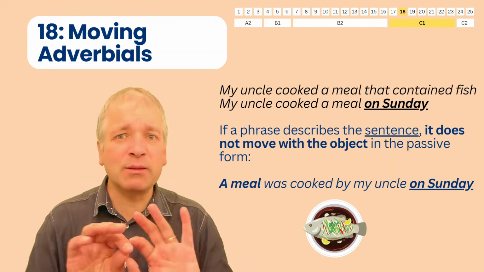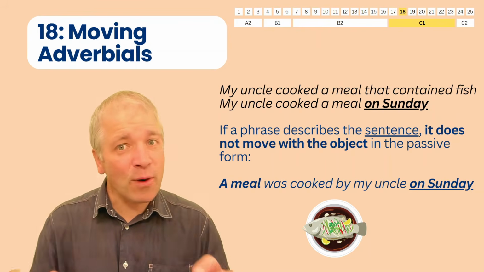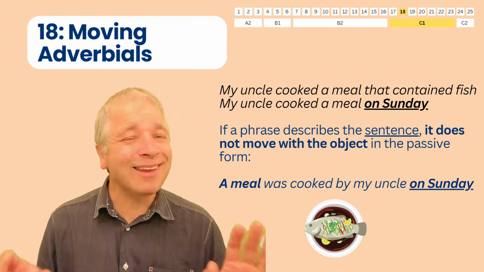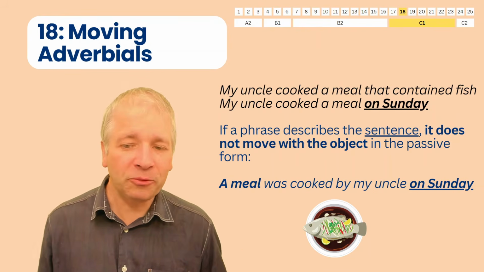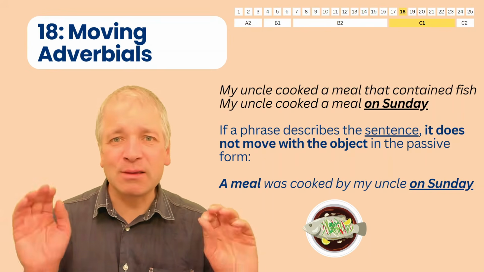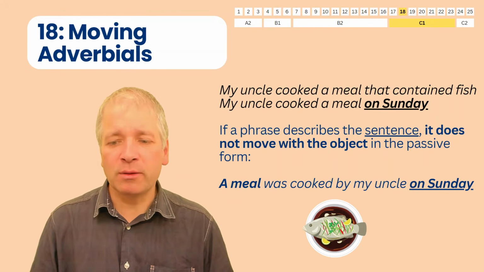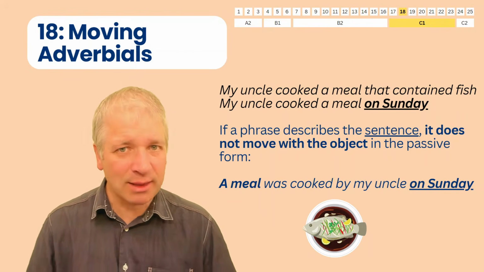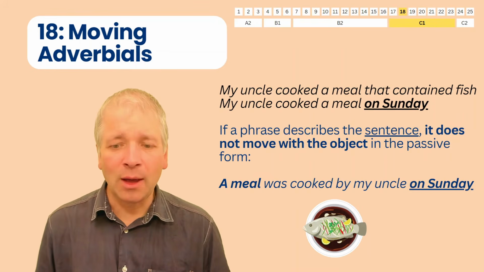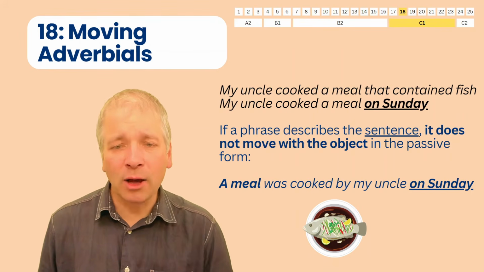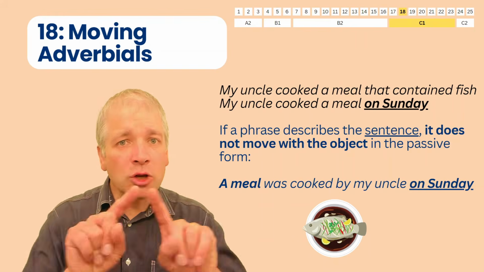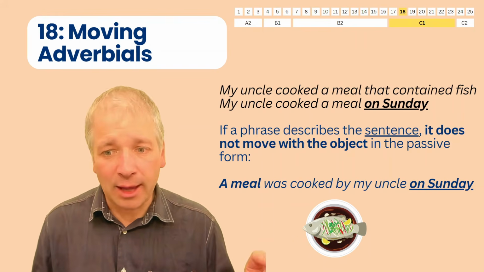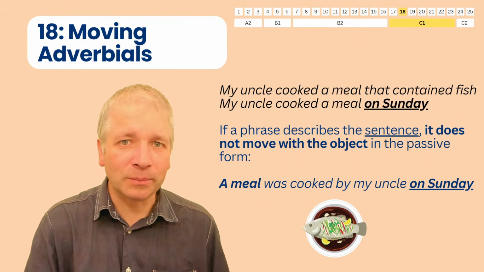In this case, it's completely different. If a phrase describes the sentence, it does not move with the object in the passive form. It stays where it was. So when we make the second sentence passive, we do the following. A meal was cooked by my uncle on Sunday. Not a meal on Sunday was cooked by my uncle.